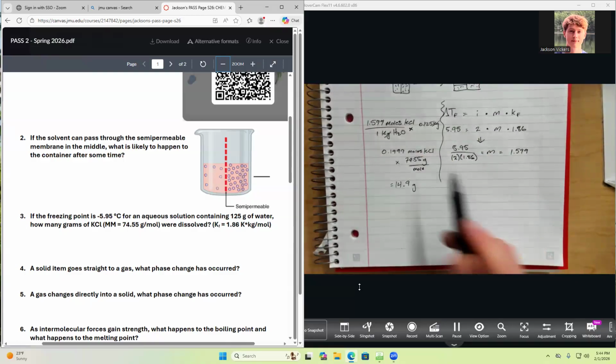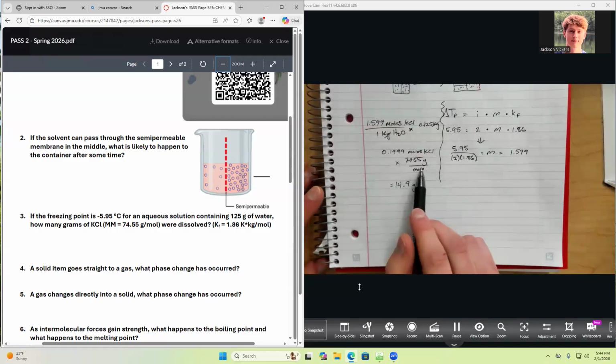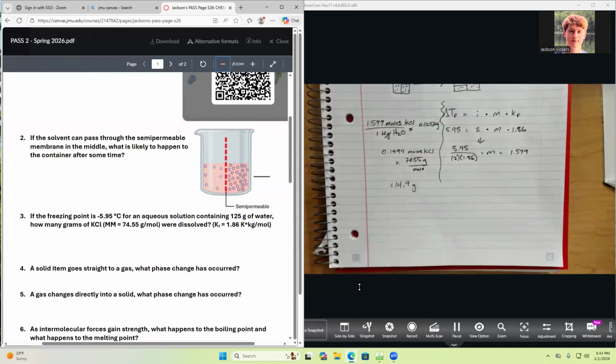And then the last step there is to use that molar mass that I gave you guys, grams over moles, to go from moles to grams, and we get 14.9 grams. That was a lot of steps, I know. Does anyone have any questions about the work I did there?